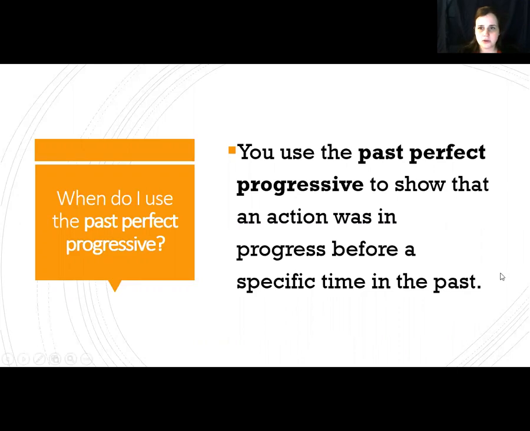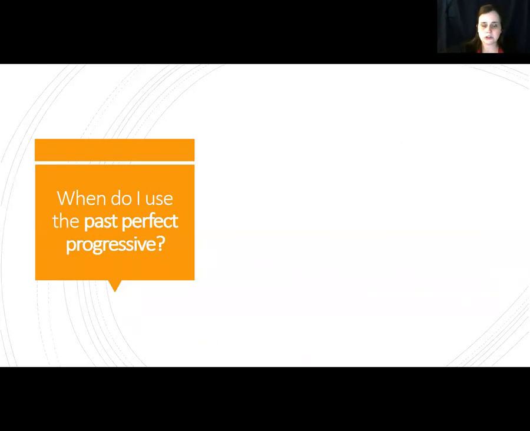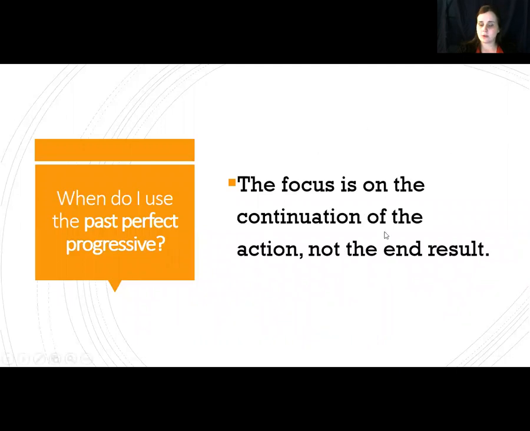All right, so you use the past perfect progressive to show that an action was in progress before a specific time in the past. I just want you to think about how you would use the present progressive or present continuous. It's that same thing, except now I'm learning how to do it in the past. And remember, with past perfect progressive, the focus is on the continuation of the action, not the end result.